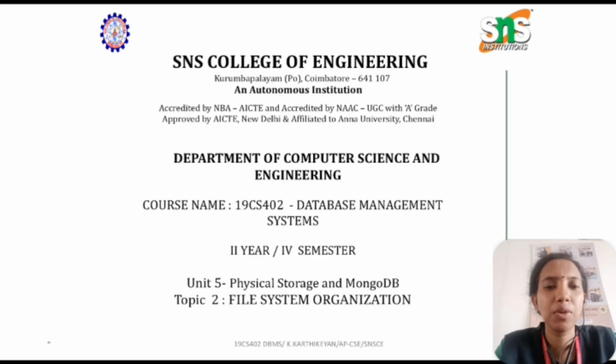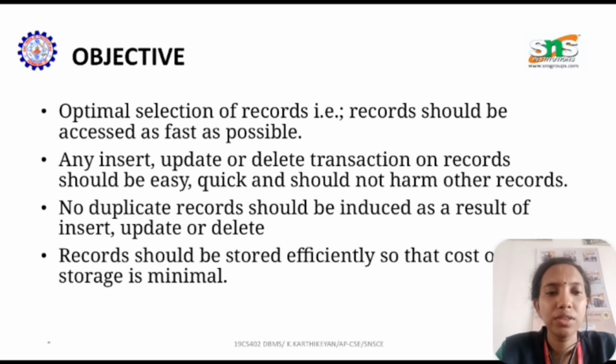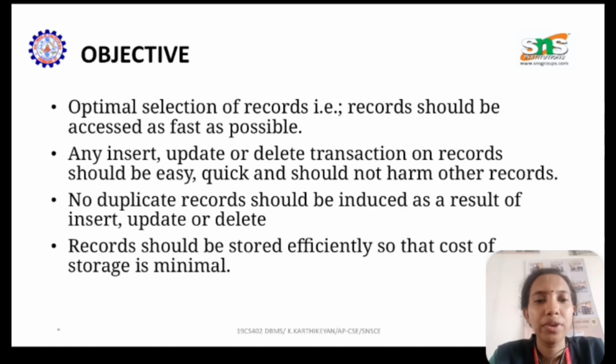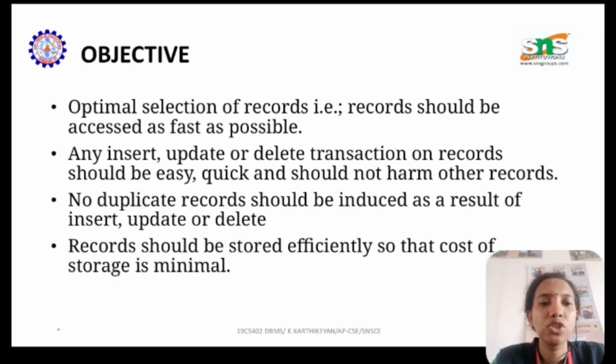Today we are discussing physical storage and MongoDB, Unit 5. The topic is file system organization. The objective is optimal selection of records, that is, records should be accessed as fast as possible. Any insert, update, or delete transaction on a record should be easy, quick, and should not harm other records. No duplicate record should be induced as a result of insert, update, or delete. Records should be stored efficiently so that the cost of storage is minimal.